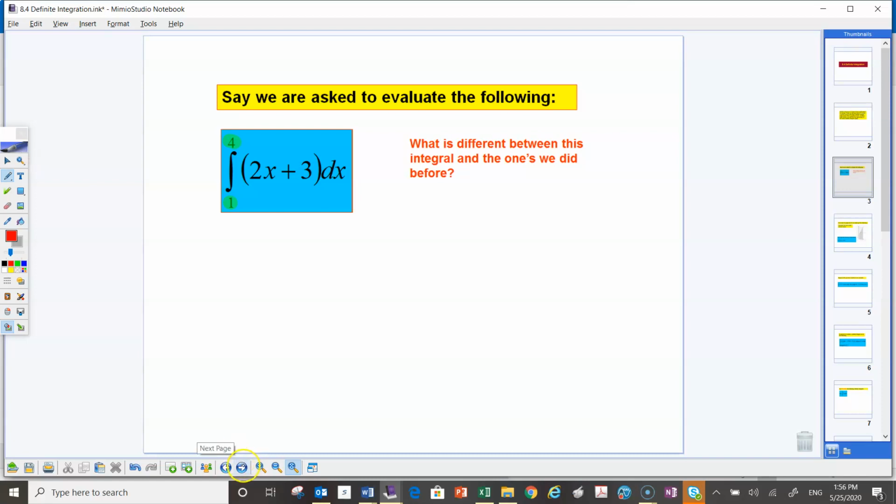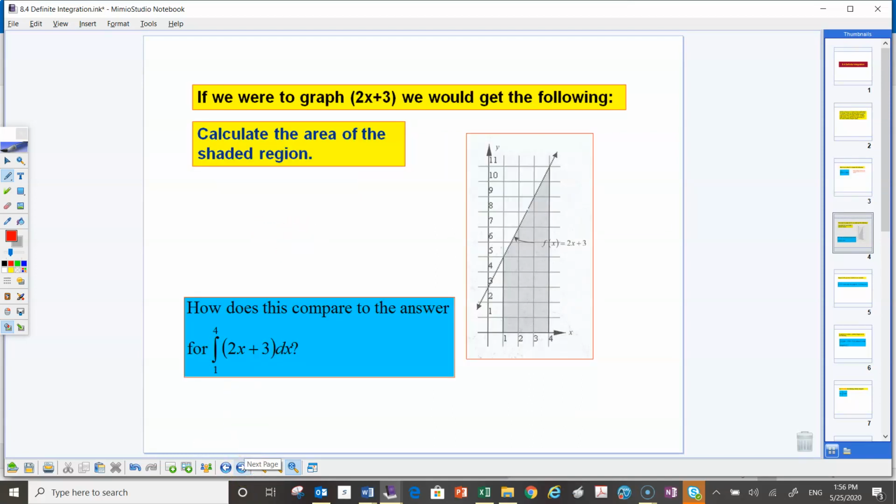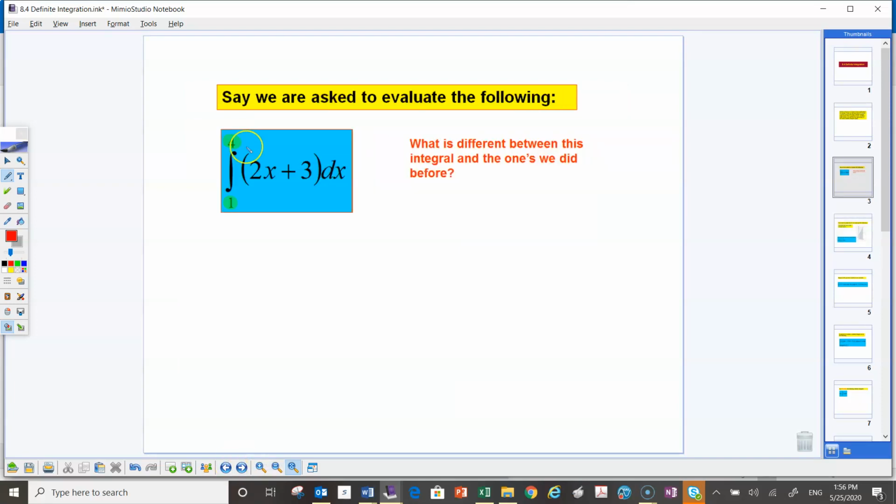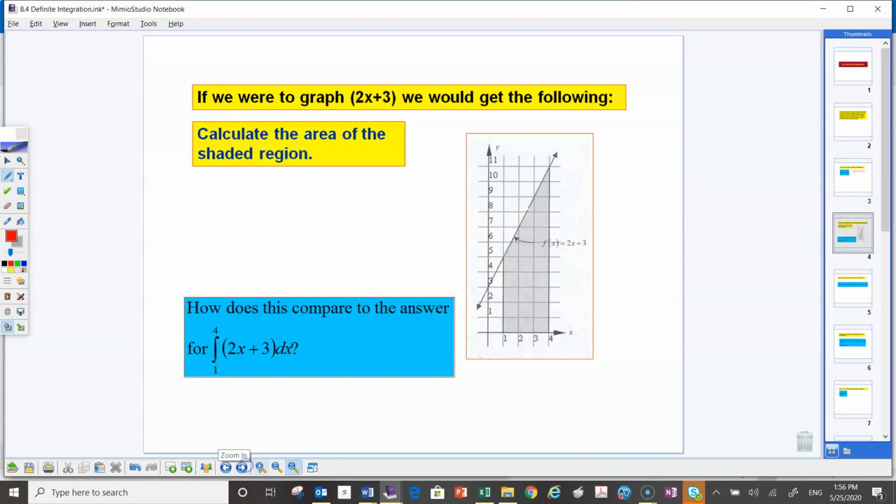Now, what this really means is if you were to graph the function 2x plus 3, which is a linear function, and you want to find the integral from 1 to 4 of 2x plus 3, they're really asking you what is the area under the graph of the function 2x plus 3 from where x is 1 and x is 4 all the way down to the x-axis.